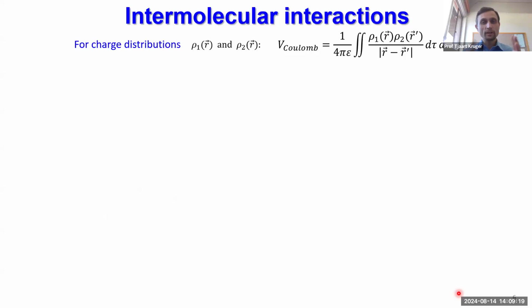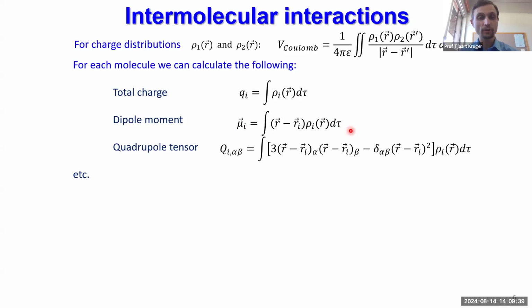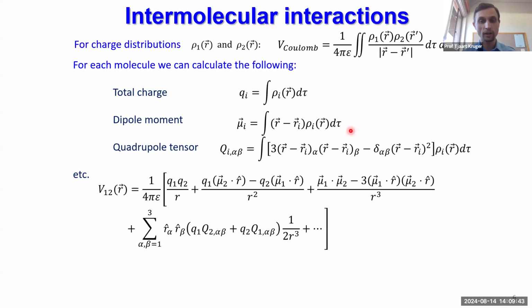Okay, so let's summarize it in this slide. So if we have two charge distributions, ρ1 and ρ2, they interact with the Coulomb potential given here. So we have the double integral that we have to integrate over. So for each molecule, we can calculate the following: the total charge, which is given by this, the dipole moment given by this, the quadrupole tensor given by this, and so on to higher order terms. And to put everything together, here is our single equation combining all these different terms.